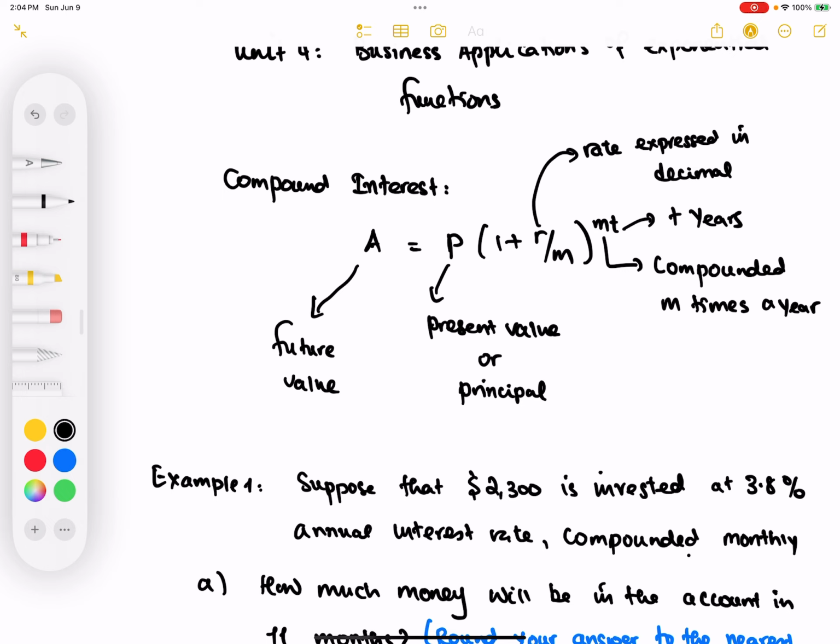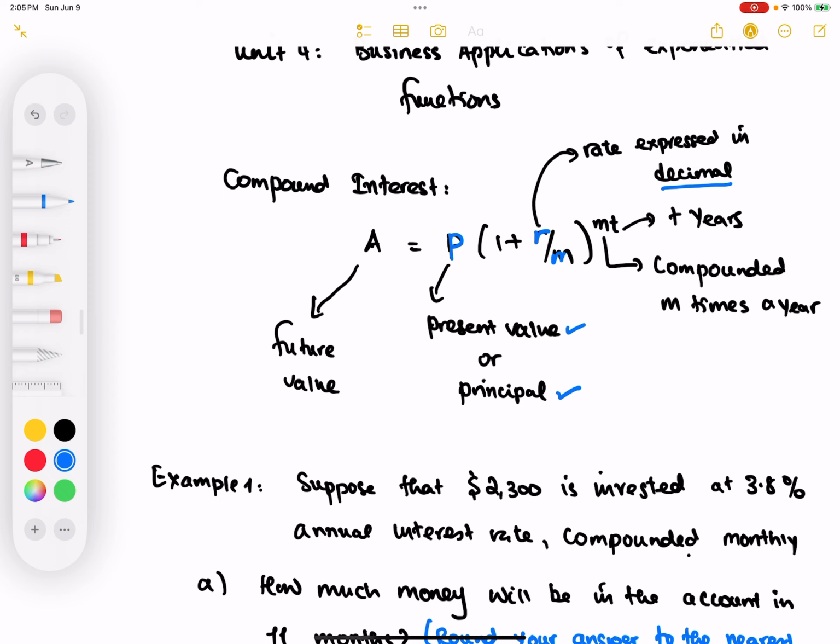The first one, for example, this is P, which is known as the present value or the principal value. That is the initial amount of money that you invest. The R is the rate expressed in decimal. That means how many percent? 4%, 5%, and so on and so forth. But make sure to represent it in decimal.